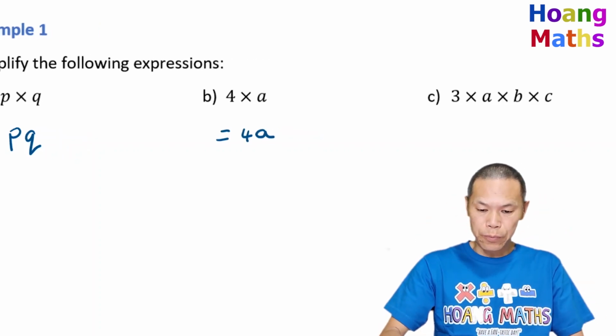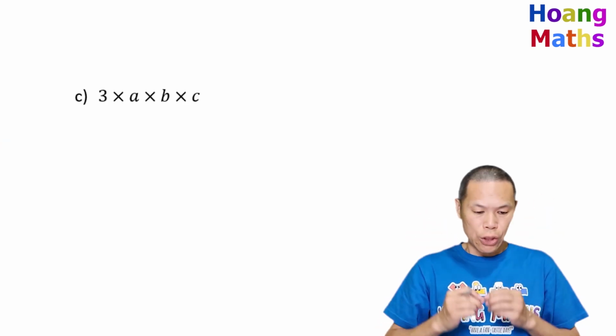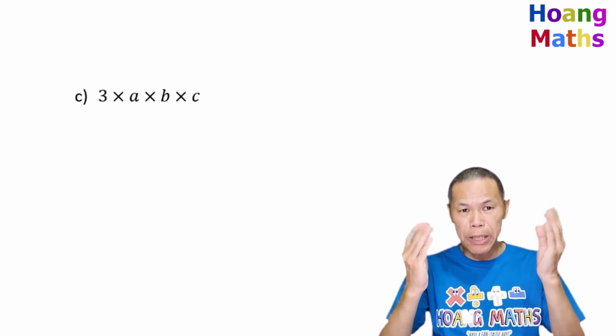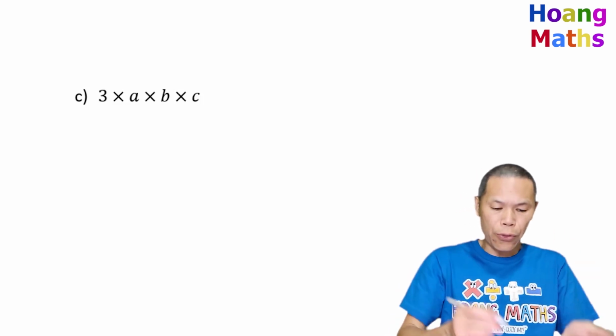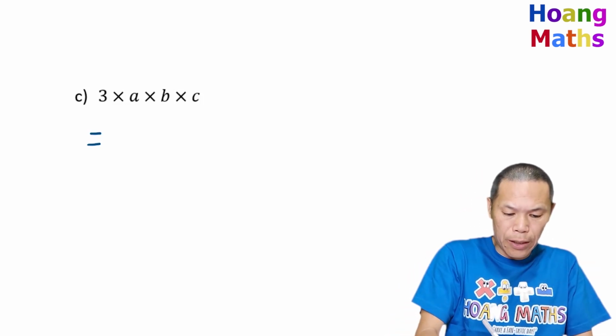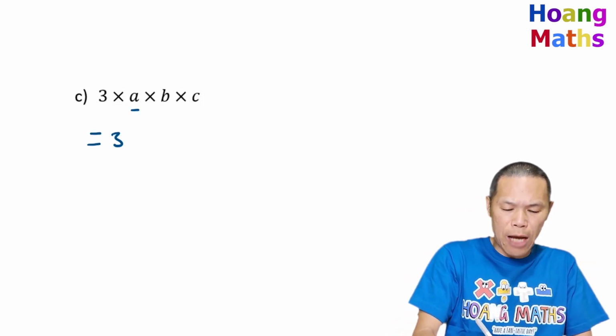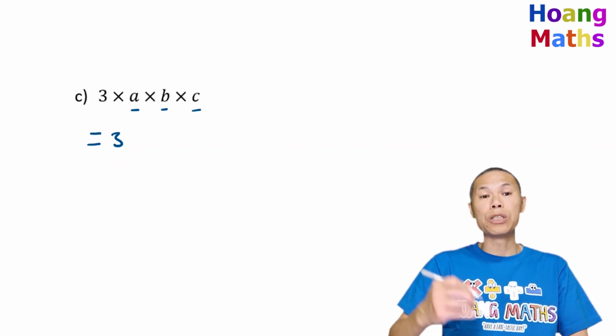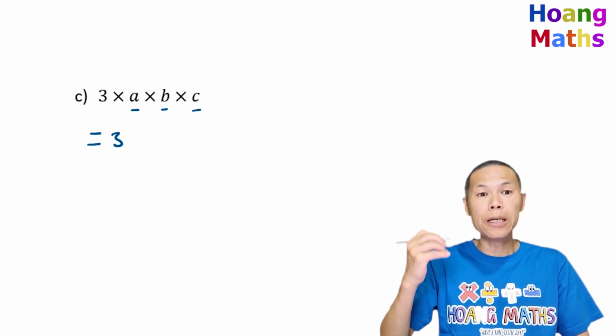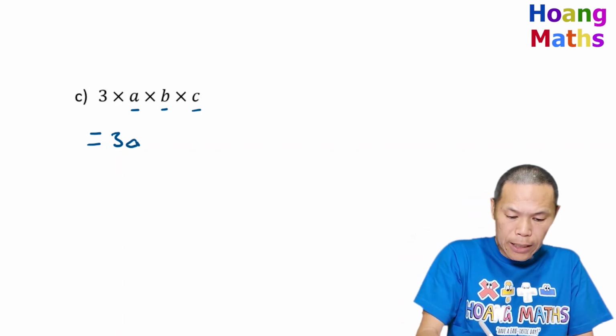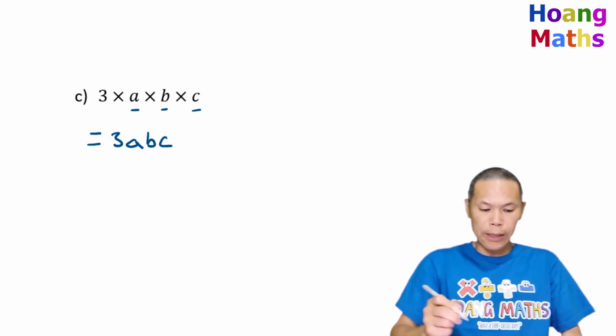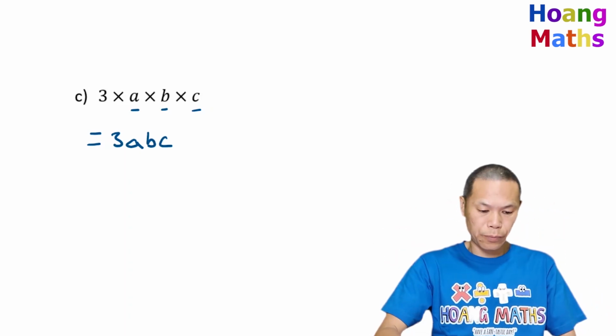There you go. Part C. We have 3 times A times B times C. For 3, we just write this down. And then we have A times B times C, so we just write ABC. There you go.